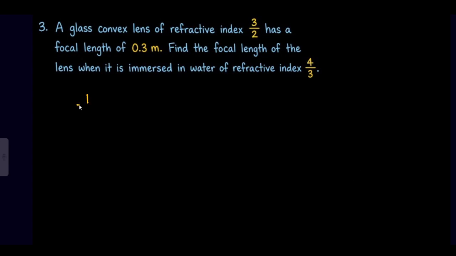Tell me now here. Initially, focal length, if I say f1, then 1 by f1 is equal to, for the initial medium, mu lens by mu medium minus 1. This is the basic formula for the lens focal length, times 1 by r1 minus 1 by r2.